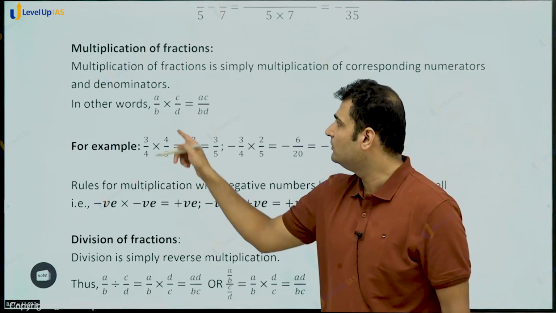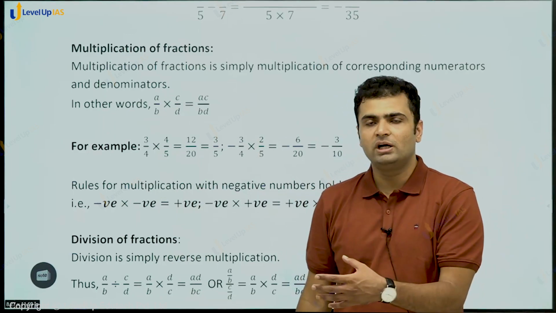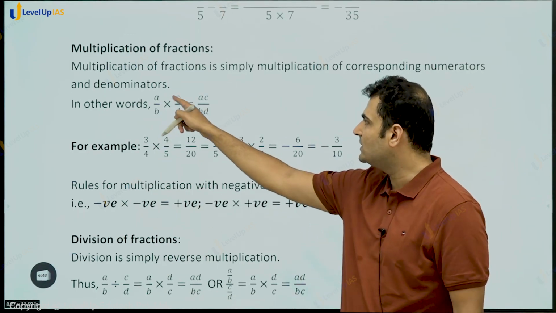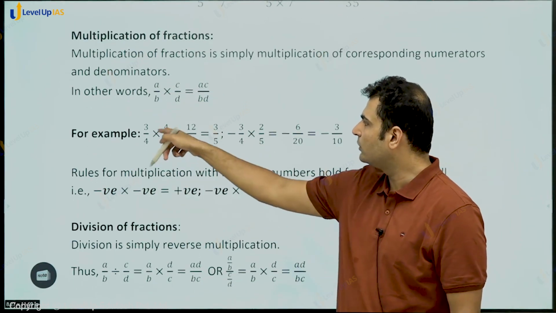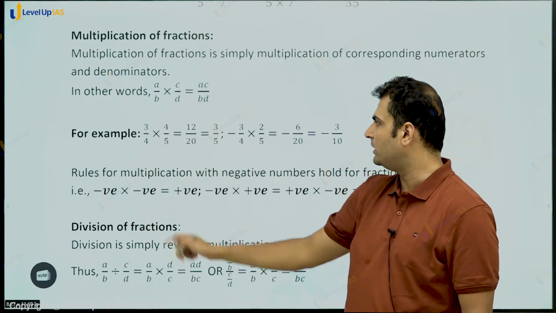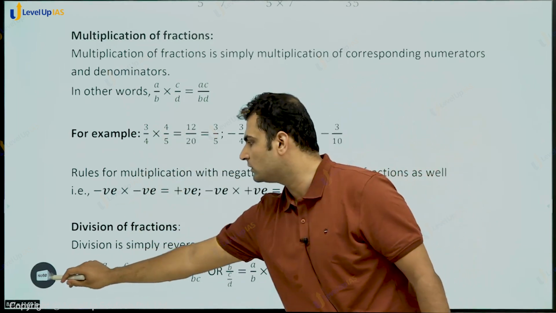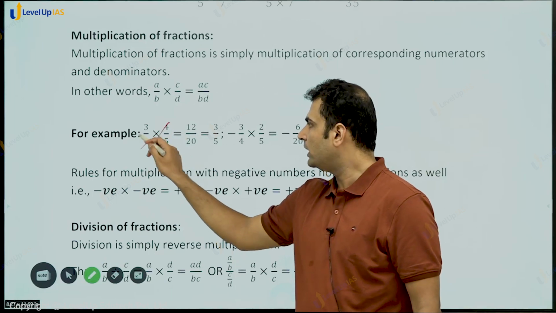Multiplication is very simple. You just multiply numerator divided by multiplication of denominator. मतलब a by b into c by d is ac divided by bd. 3 by 4 into 4 by 5 is 12 by 20. और यहाँ पे भी 4 cuts कर सकते हो सीधा, and you will get 3 by 5 only.